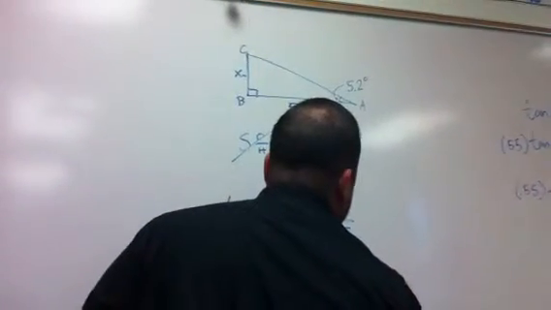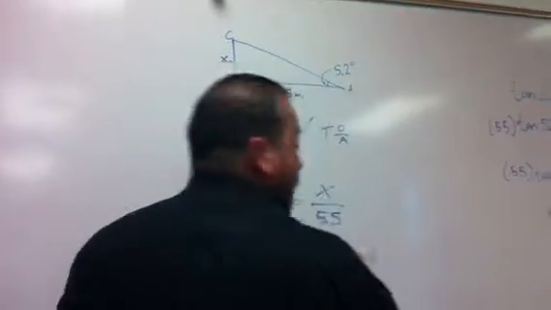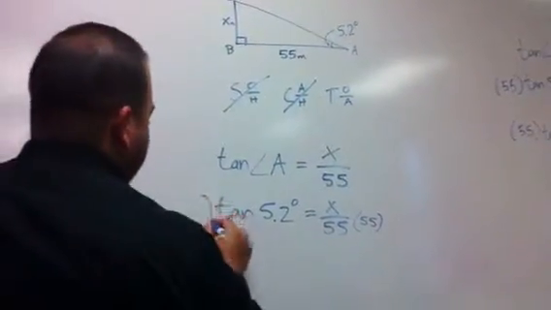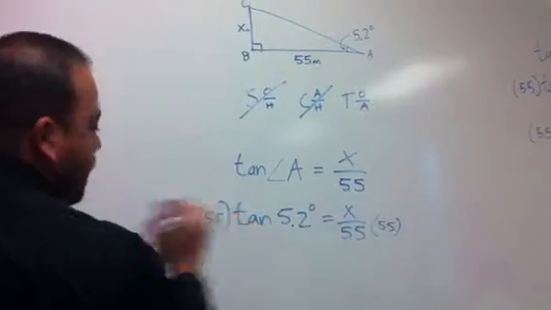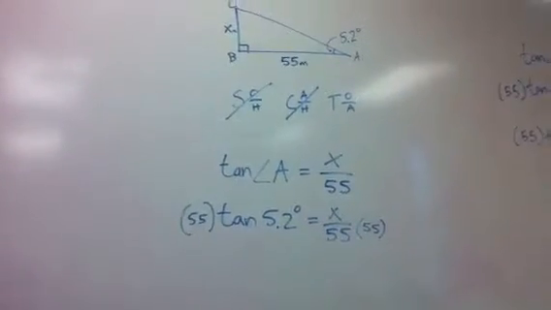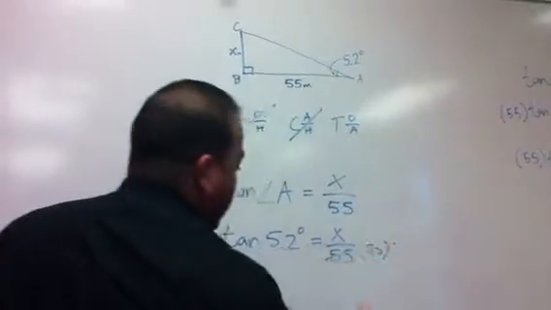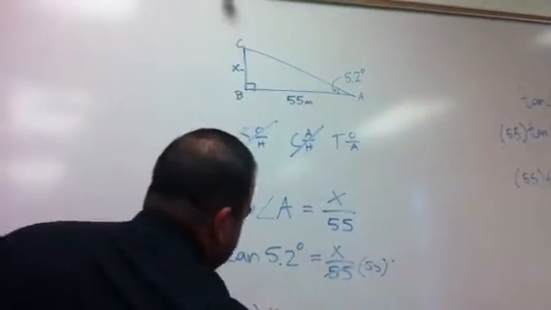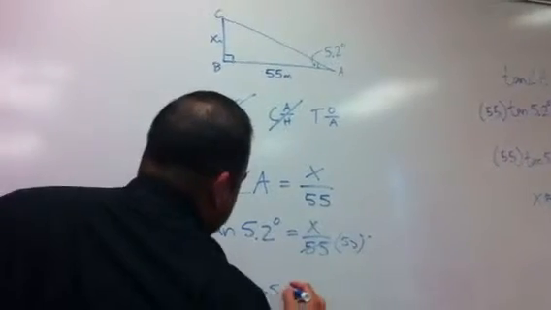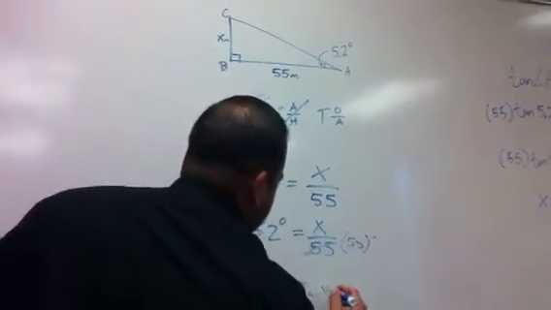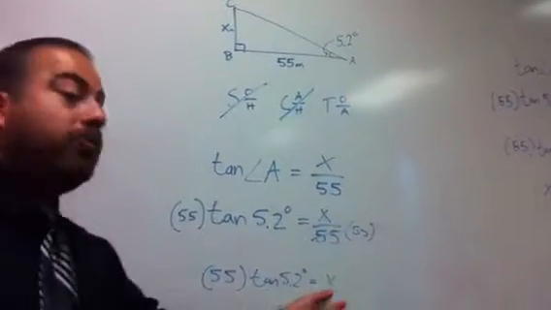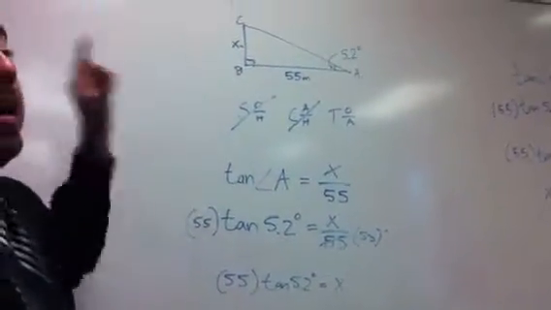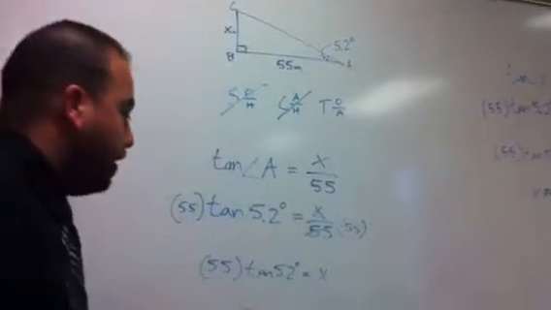The important thing here is, if you do the opposite, it'll cancel out. But what you do to one side, you have to do to the other. 55 on that side. Okay? All right, so that cancels out over here. X is now by itself. So we got 55 times the tangent of 5.2 degrees equals X. Now for this, we already have X by itself, so whatever you get here is the measure of this line right there. So what you have to do is use your calculator here.